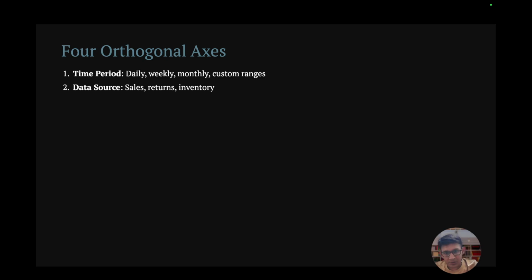The second is data sources. You could have sales, returns, or inventory. What data you're reporting is independent of when you report it. The third is format. It could be HTML, PDF, Excel. The format is orthogonal to both period and source. Any data can be formatted any way. And the fourth is delivery. You could have email, file storage, dashboard. How you deliver a report is independent of what it contains.